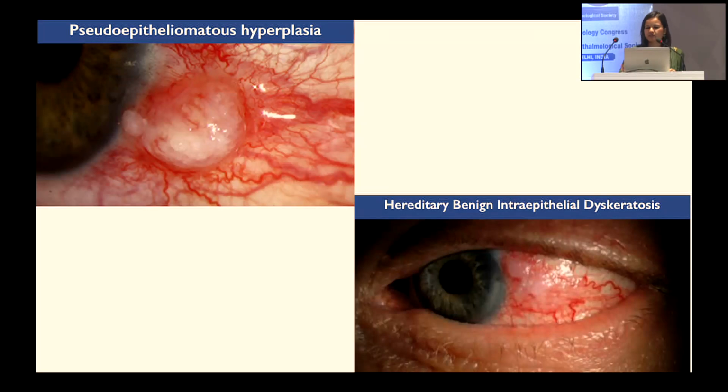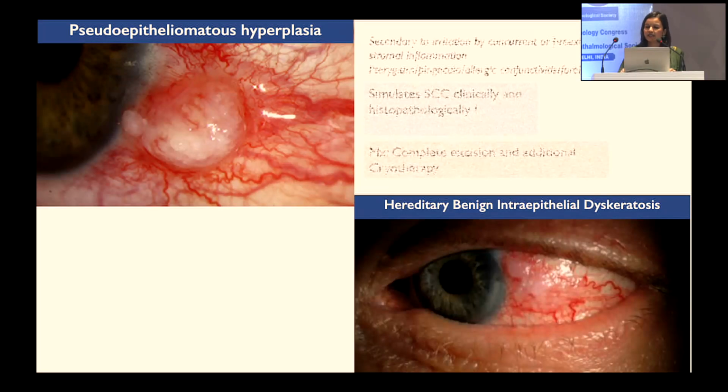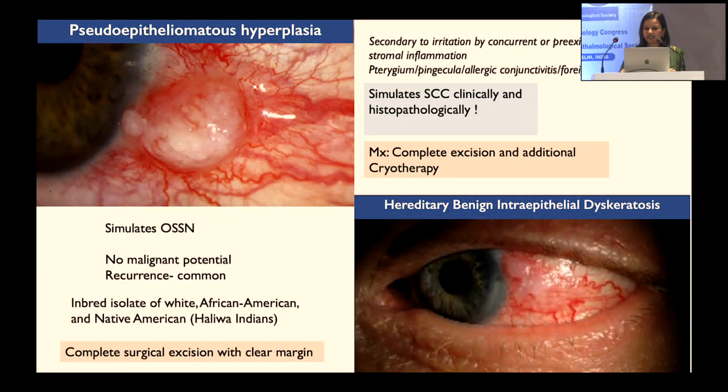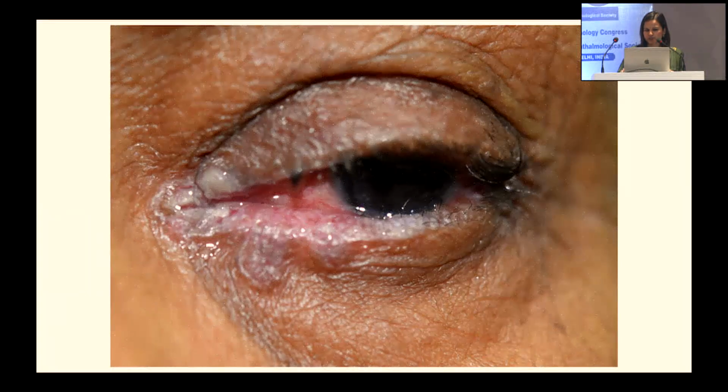Going on to these two lesions, I have just put them here so that you can have them in your mind, because they look very much like OSSN. In fact, they simulate SCC, but these are pseudoepitheliomatous hyperplasia and hereditary benign intraepithelial dyskeratosis that you should keep in mind and proceed appropriately.